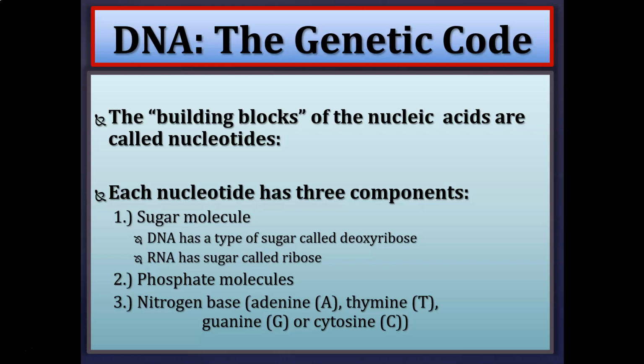The second component is the phosphate molecule, and then the rungs of the ladder are made up of the alternating complementary nitrogen base pairs. So again, adenine always pairing with thymine, and cytosine always pairing with guanine, and vice versa.